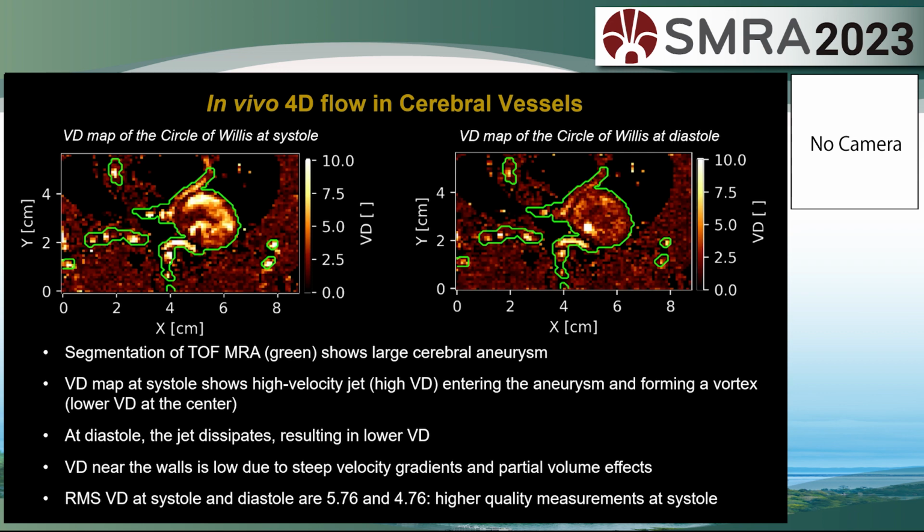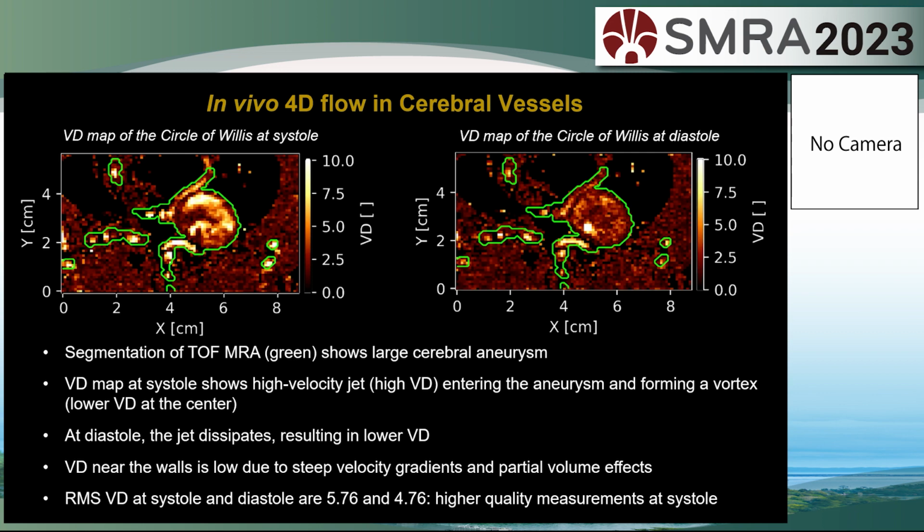So you see the difference between velocity distance at systole on the left and diastole on the right. Again, higher velocity distance in the jet entering the aneurysm, low velocity distance in the center of the vortex that is formed by the jet, because we are not resolving the flow structure there. Again, low velocity distance both at systole and diastole near the wall, because we are not resolving steep velocity gradients due to the no-slip condition, due to viscous friction.